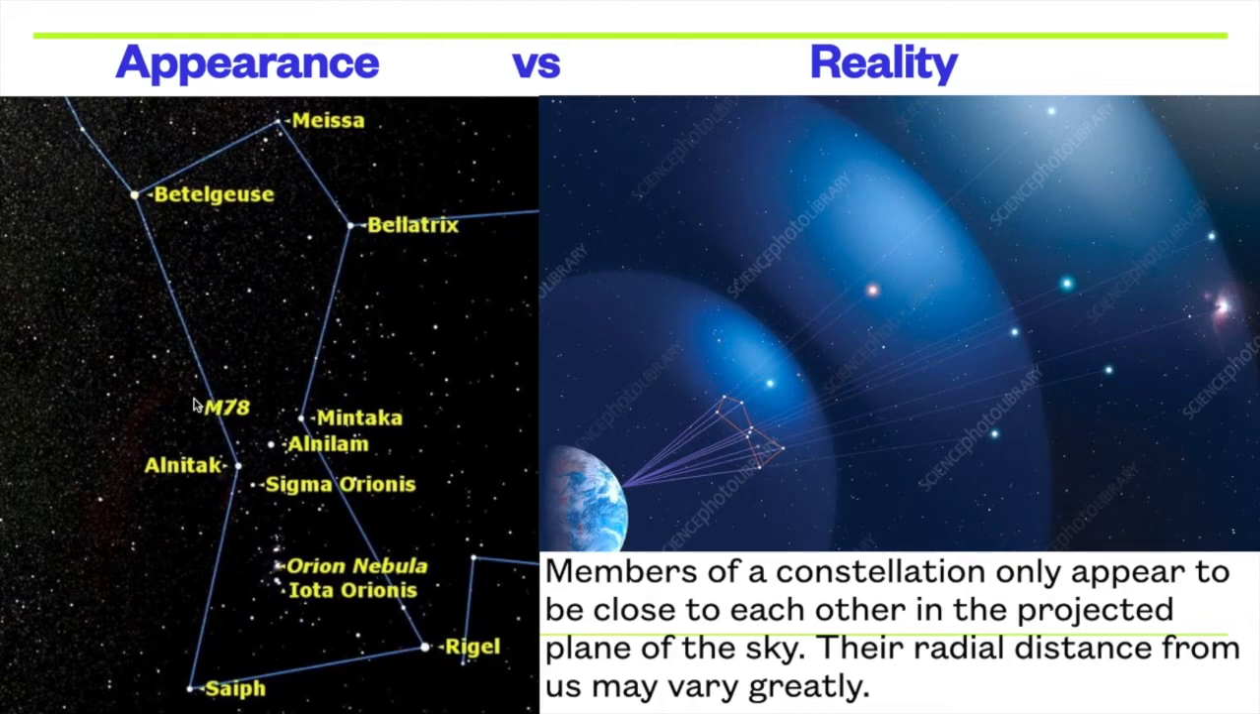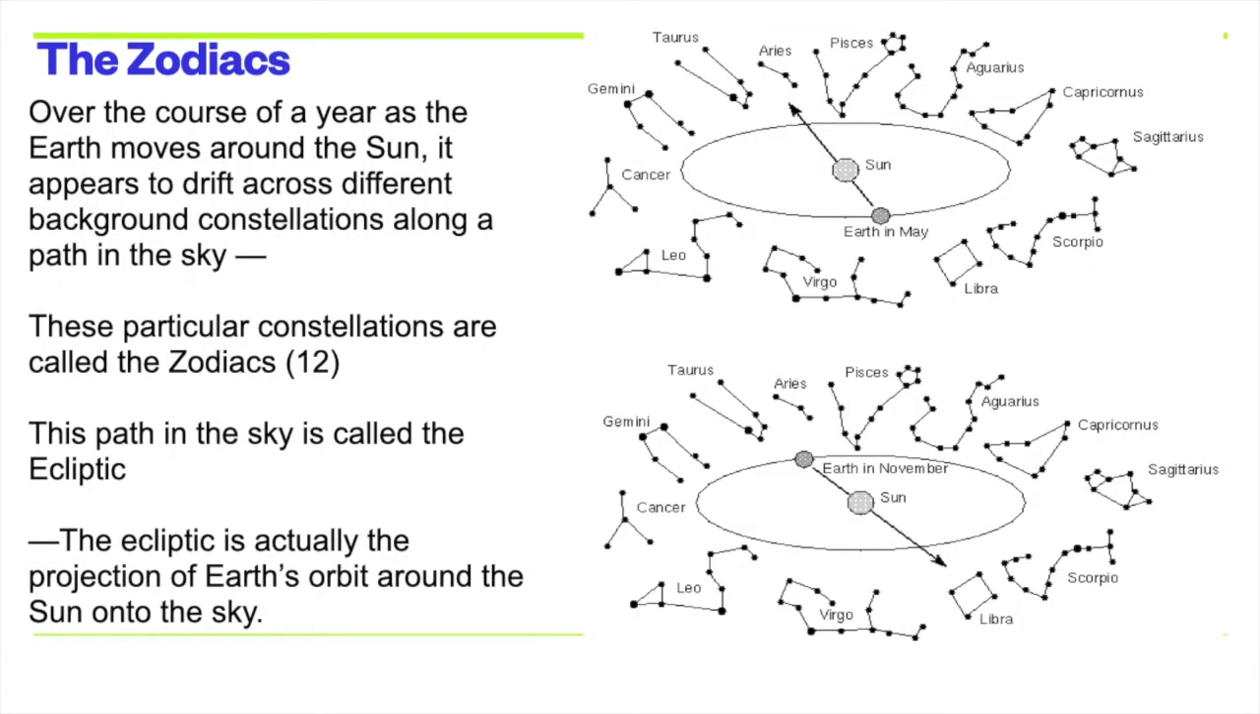Let us now move on to the next slide, which is on zodiac. What is zodiac? Zodiac are a family of constellations that appear around the ecliptic of sun in the sky. What is ecliptic? Ecliptic is the Earth's trajectory around sun projected onto the sky. Once again, ecliptic is Earth's yearly trajectory around the sun. When you project that trajectory onto the celestial sphere, what you see is the ecliptic.